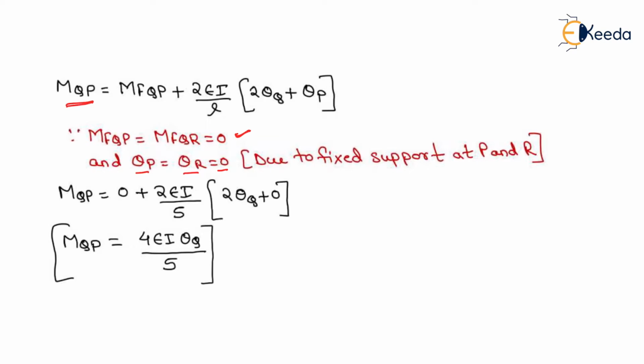For QP it will be equal to fixed end moment at QP plus 2EI upon L into 2 theta Q plus theta P. The value of theta P is 0 and we have not written the delta term because delta is also 0 in this beam. So after putting all these values, that is L value as 5, 2EI into 2 theta Q, theta P will be equal to 0. We will get MQP equals 4EI theta Q upon 5.